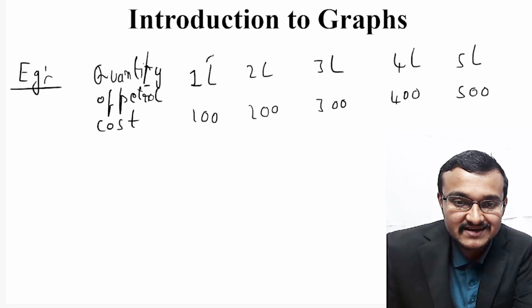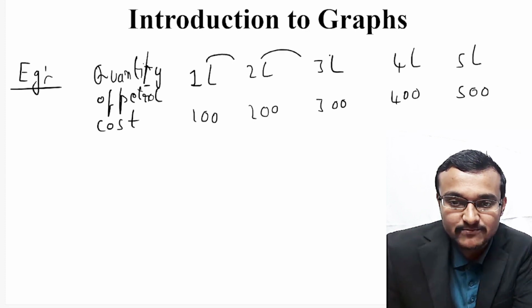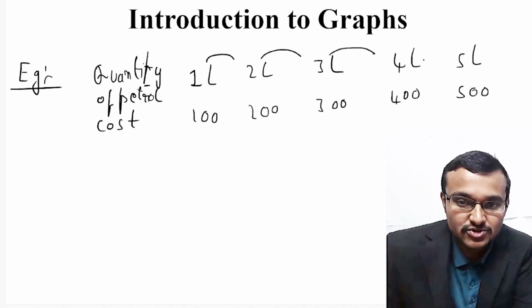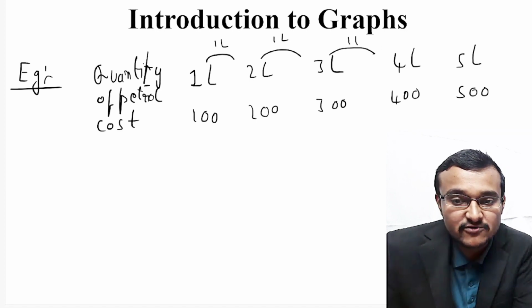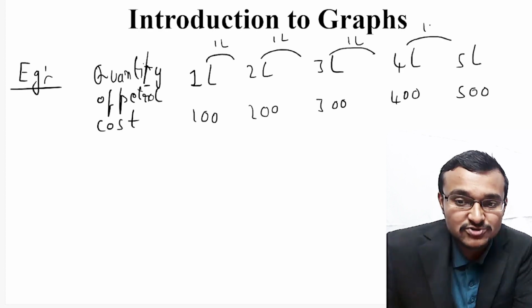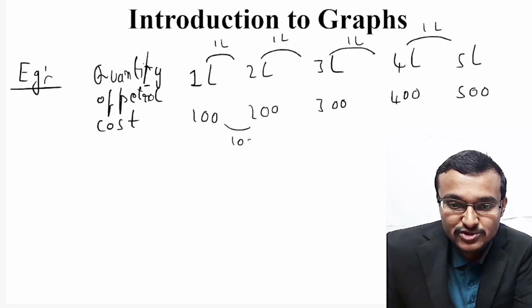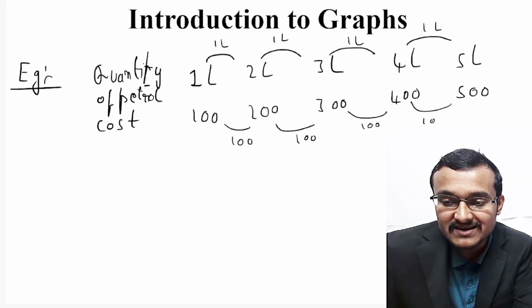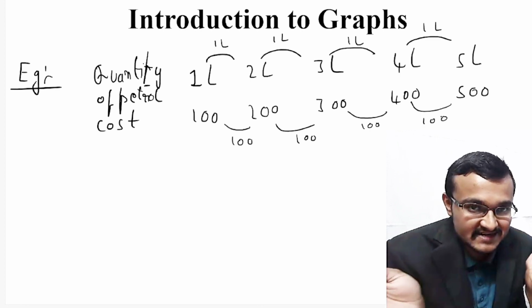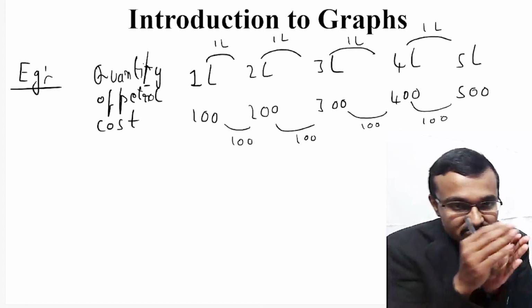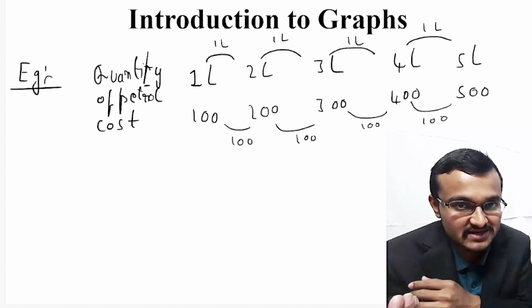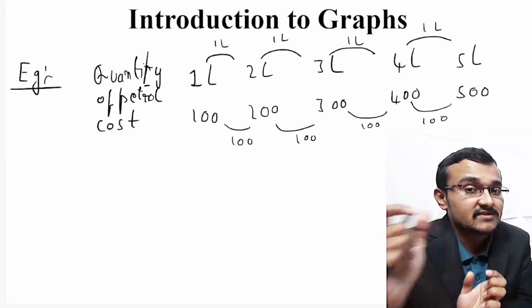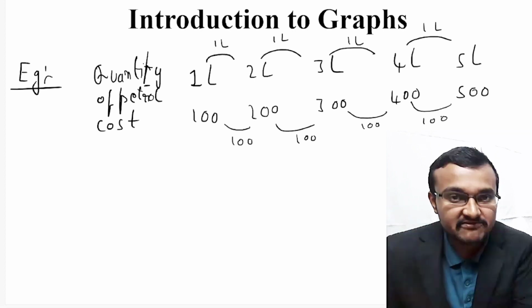You can clearly see the difference between 1 and 2 liters is 1 liter. The difference between 2 and 3 liters is also 1 liter, between 3 and 4 liters is also 1 liter, and between 4 and 5 is also 1 liter. Here also you can see a 100 rupees difference between all these data points. So there is an increasing trend in the cost of petrol. That means as quantity increases, cost also increases in a linear fashion. That's why these kinds of graphs are linear graphs.